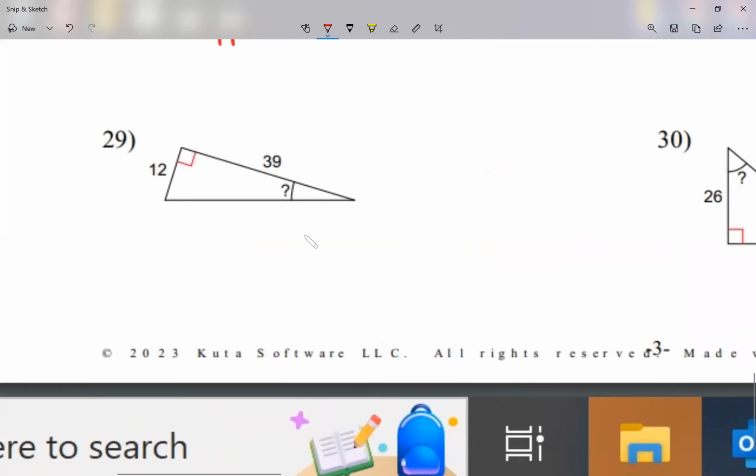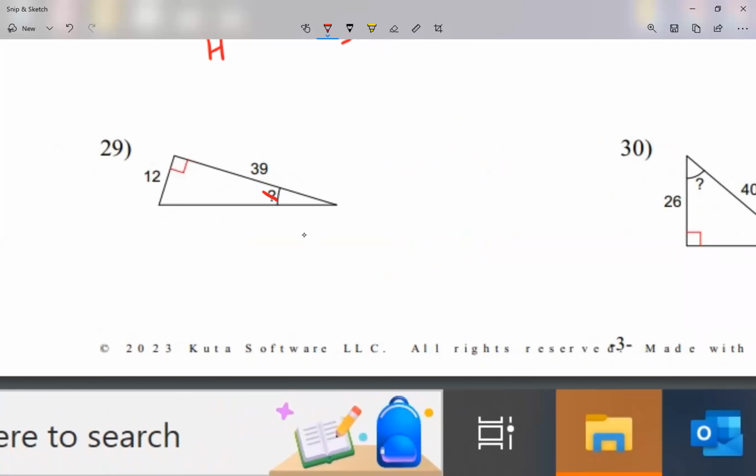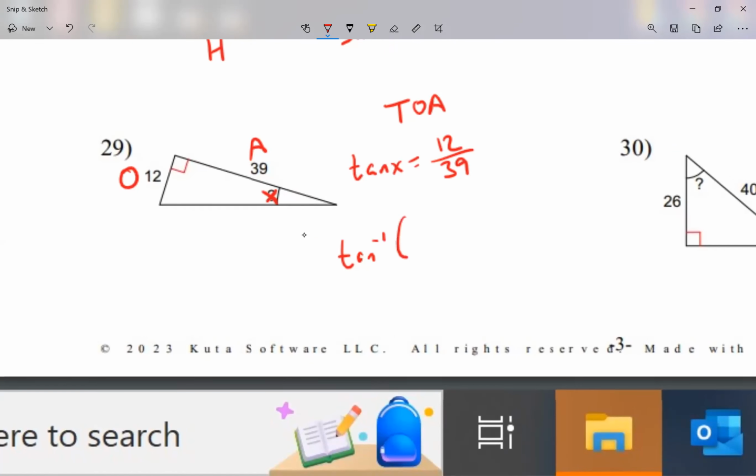Okay. Number 29, that angle is x. Right, I don't know it. I don't have the hypotenuse. In this case, I have the opposite and the adjacent. So I remember the acronym TOA, which means tangent of x is equal to 12 over 39. That means that tan inverse of 12 over 39 is equal to x.